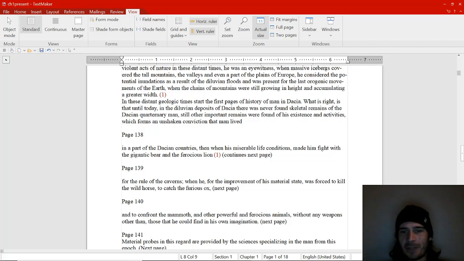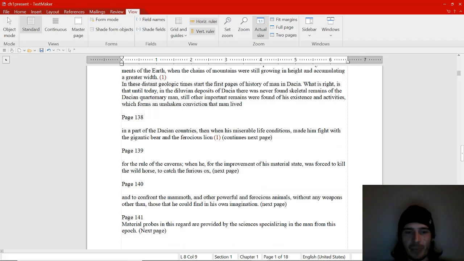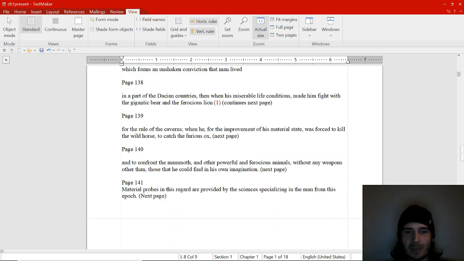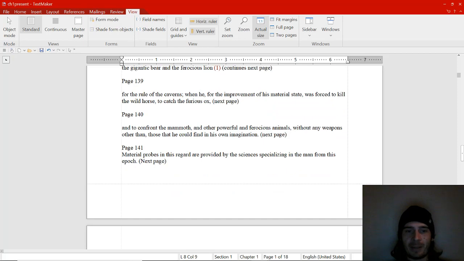when he, for the improvement of his material state, was forced to kill the wild horse, to catch the furious ox, page 140, and to confront the mammoth and other powerful and ferocious animals without any weapons other than those that he could find in his own imagination. Page 141. Material proofs in this regard are provided by the sciences specializing in the man from this epoch.